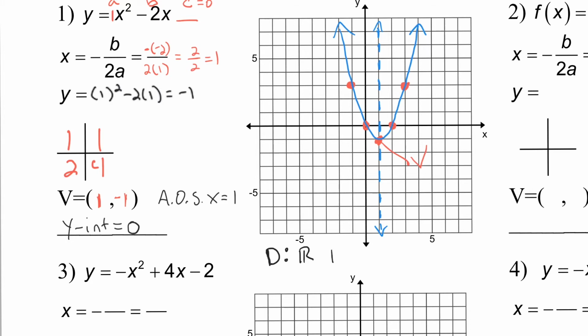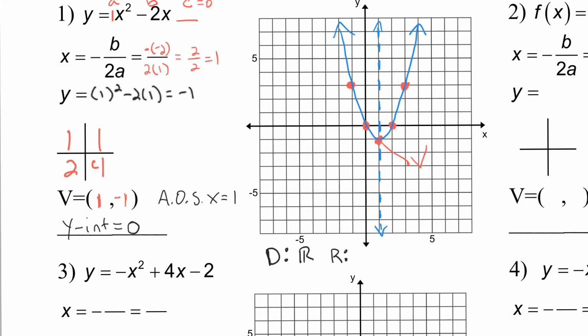Now the range are your y values. This one, guys, depends on the vertex and the direction of the parabola. So notice the vertex is right here. What is the y coordinate of the vertex? Let's go back. It's -1. Where is the parabola going? It's going up. So that means that the y values of every point on that parabola are greater than -1, because this is my minimum point. That is the lowest point. Everything else is higher than -1.